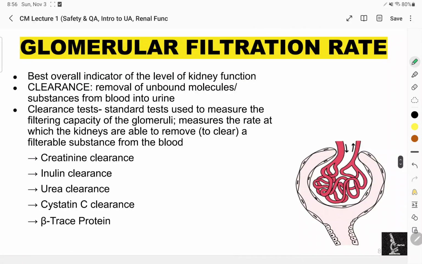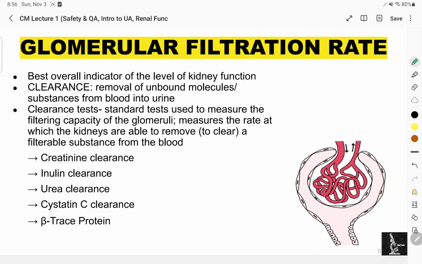Okay, so glomerular filtration rate. So this is one of the tests performed for glomerular function. Glomerular filtration rate is the best overall indicator of the level of kidney function. So mao ni siya ang overall indicator. Pero makita nimo ang level sa kidney function nimo.